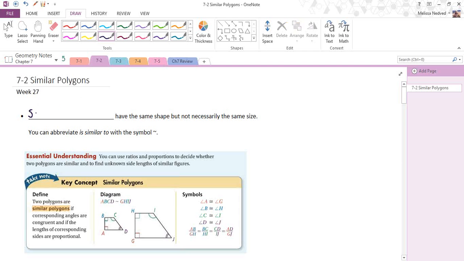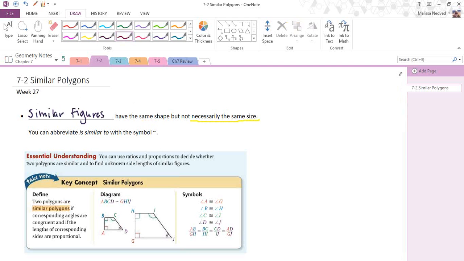Similar polygons, or similar figures, have the same shape, but not necessarily the same size. So that's what's really important here. Same shape, but not the same size. If two figures have the same shape and the same size, those are congruent figures. In this case, we're not looking at ones that have the same size. They do have the same shape, but not the same size.